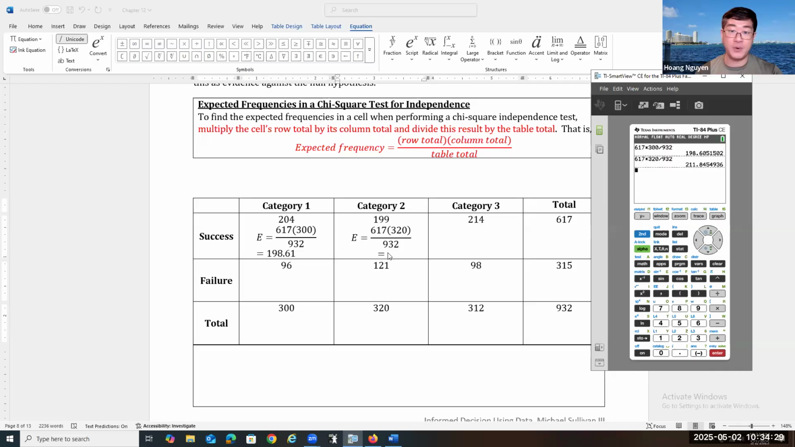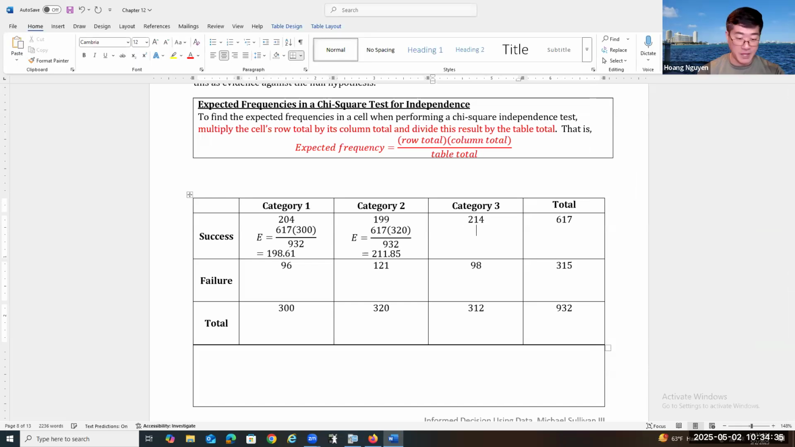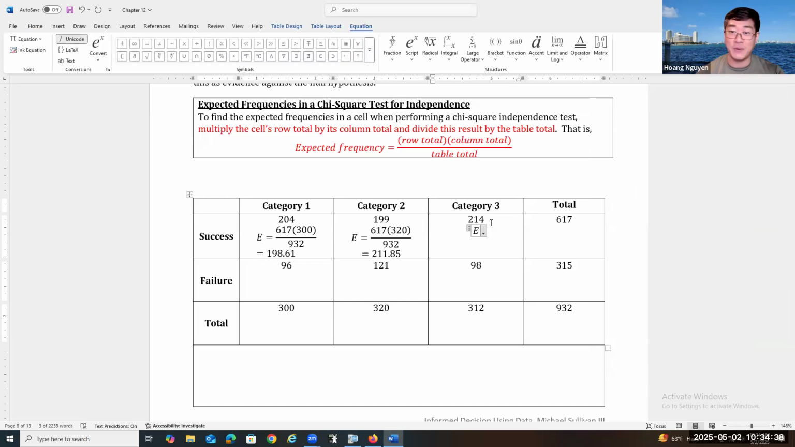211.85. Now, similar idea we can do for the next one, right? You guys got the idea how we calculate the expected frequency for each of the cells in the table, right? So for the third one, it's going to be row total. It's still on row number 1. So the row total is 617 times the column total of 312 divided by the table total, 932.